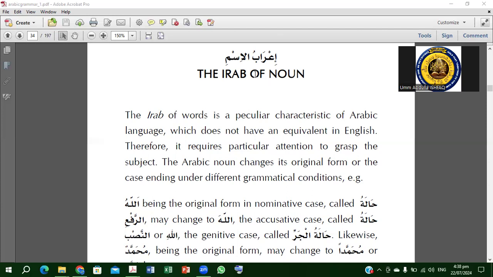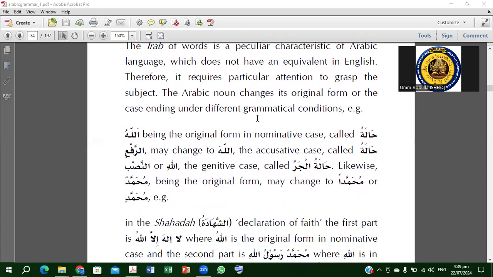And that is called i'rab also. Right now, what you can see on screen is i'rabul ism, right? The i'rab of noun. In other words, the status of ism. This is another way to call i'rab, that is status. Anyways, you have done it already, but I just want you to be with me for a quick revision.